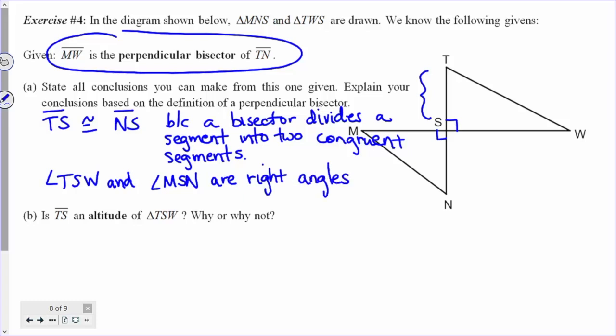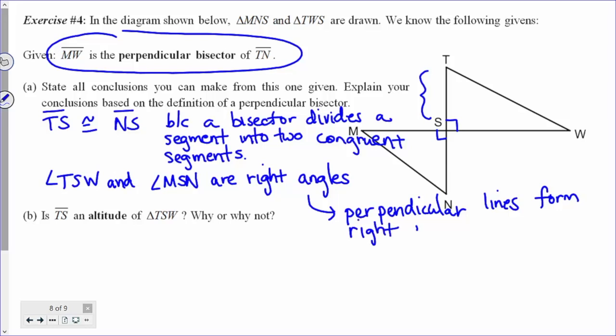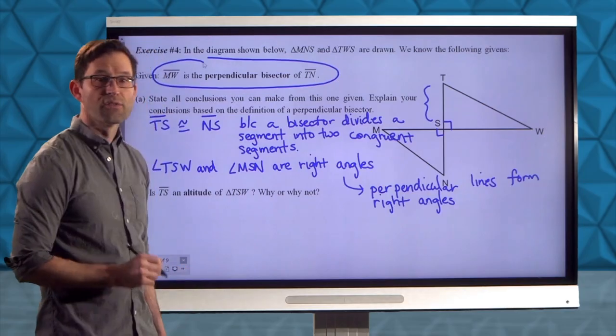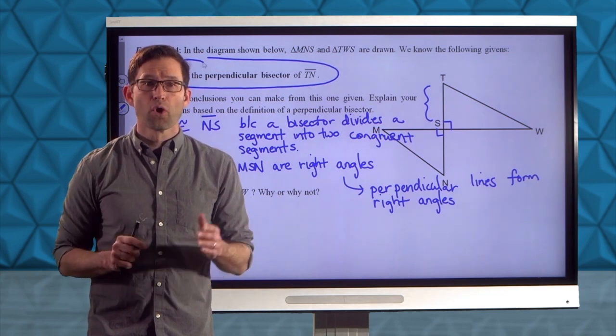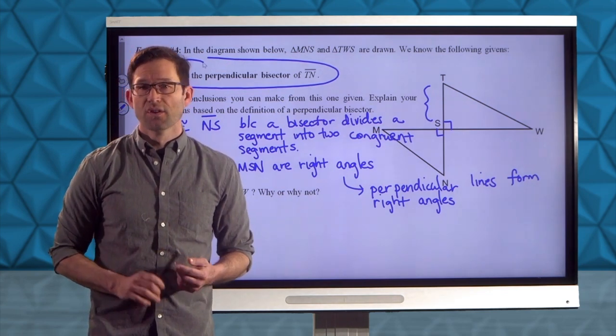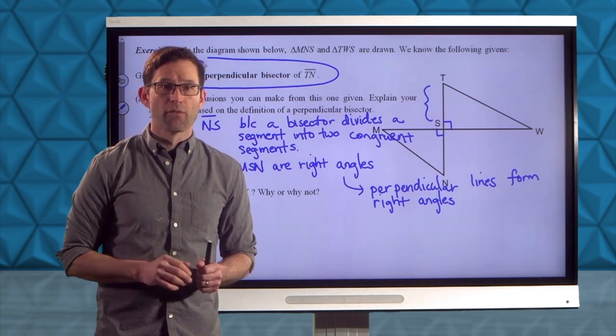And again, the reason being is that perpendicular lines, or you could say segments, form right angles. Perpendicular lines form right angles. All right? You get a lot of information when you're told that something is the perpendicular bisector of something else. So watch for that given. It's a pretty powerful one.